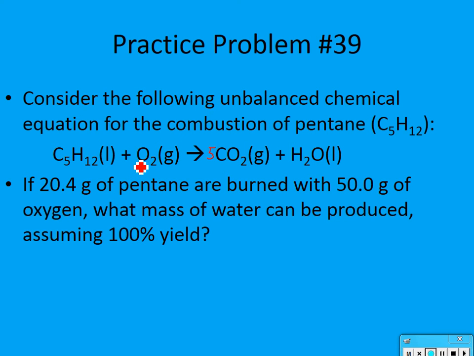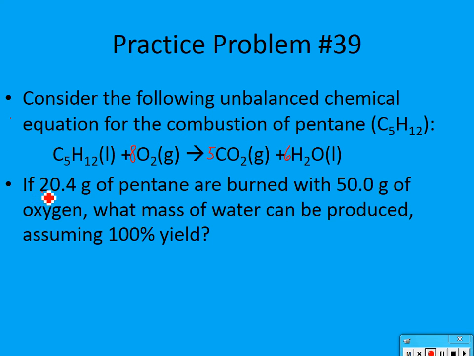So what could I do here? We know my hydrogen's got to be 12. So if I put a 6 right here, help me out, guys. So that gets me to 12 hydrogens. How many oxygens now? So 10 plus 6 is what? 16. What do I need here? An 8. Okay. Are we balanced? That's balanced? Okay. Thank you.